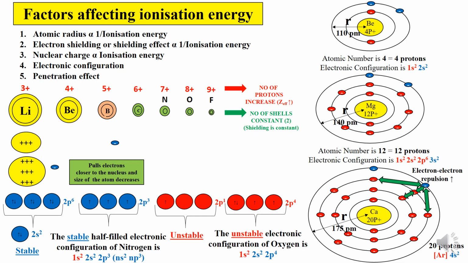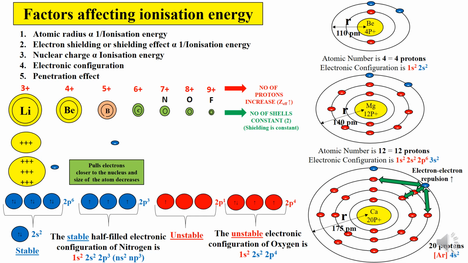Now let's see what the scenario is in the case of the fluorine atom. In fluorine atom, there are 9 positively charged protons, and you can see that the valence electron is pulled very close to the nucleus because of the magnitude of positive charge. There are a total of 9 protons in fluorine as compared to 3 protons in lithium. Because the magnitude of positive charge is more in fluorine, it pulls the electrons closer to the nucleus and the size of the atom decreases.